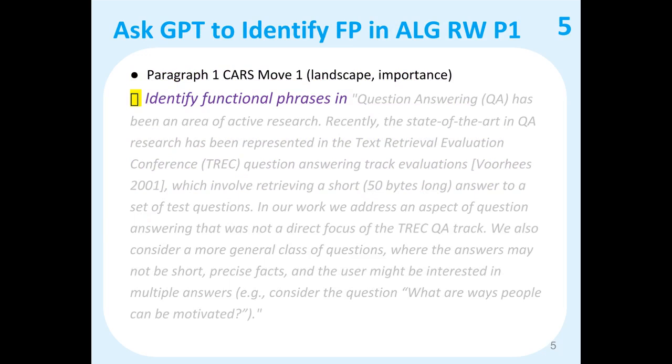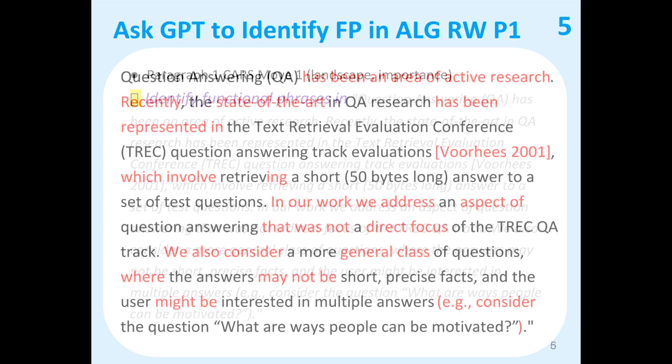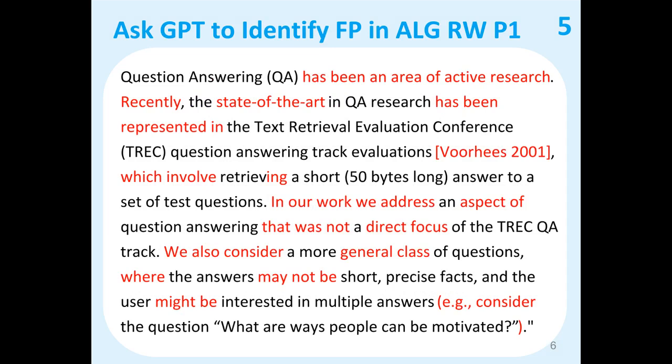We're going to ask the AI to analyze the very first paragraph of the paper we just examined, which we know is performing CARS Move 1, establishing the research landscape. Here's the paragraph, and here's our simple prompt. Identify the functional phrases. So what would the AI find? It would look for topic-agnostic sentence stems and phrases that you could adapt for your own work.